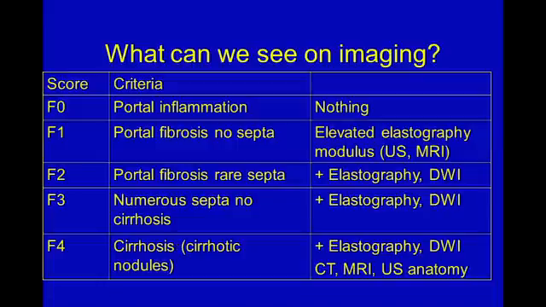The question for us is, what can we see on imaging? And with just portal inflammation, just with lymphocytes in the portal triads, we really don't see much of anything. But once we begin to get fibrosis, we actually can get some increased stiffness and edema in the liver, and that can be detected by an elevated elastography modulus, which we can see with either ultrasound or MRI. And you can see here, as the fibrosis progresses, we can see this still with elastography, maybe with diffusion-weighted imaging on MRI. But until we get to cirrhosis, we really don't see anything on our standard grayscale ultrasound.